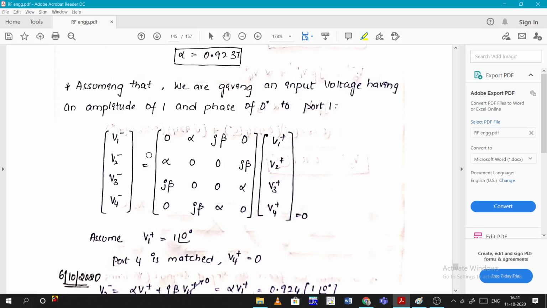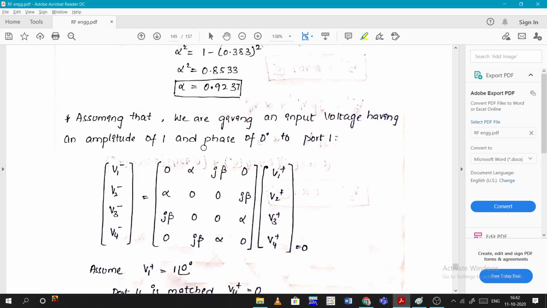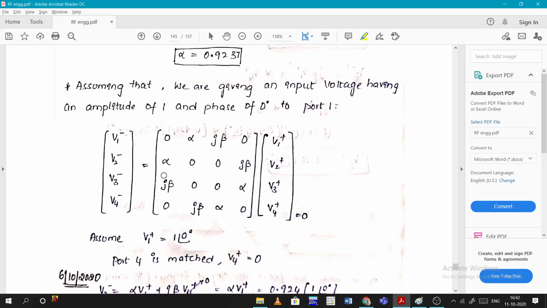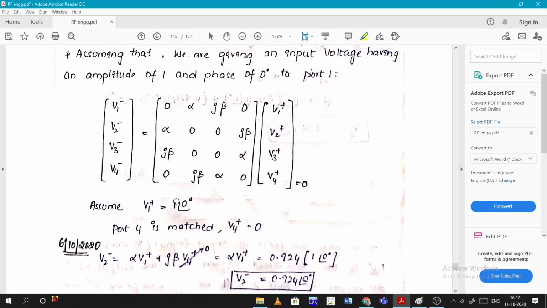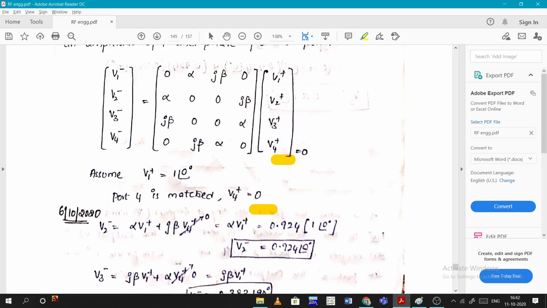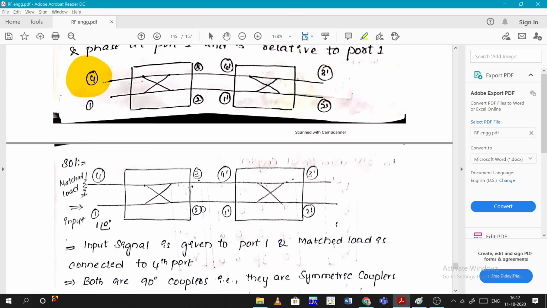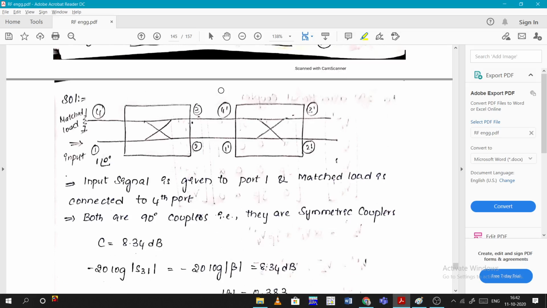For the 90 degree coupler, we know this S matrix. For the S matrix, the equation is V minus equals S into V plus. Assuming V1 plus is 1 volt, we are assuming that the input voltage is 1 volt at an angle of 0 degrees, and as port 4 is matched, V4 plus will be 0. Same like A4, no, A4 is called V4 only, V4 plus, so that's why V4 plus is 0. Now V2 minus is equal to, from the matrix multiplication, we'll find V2 minus. Because we need to find the second and third ports, right? First we need to find the inputs that are going into this box.